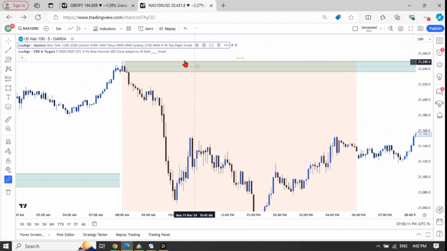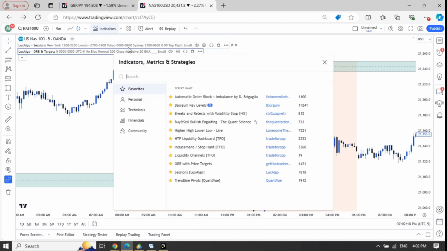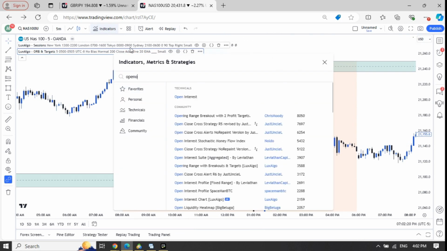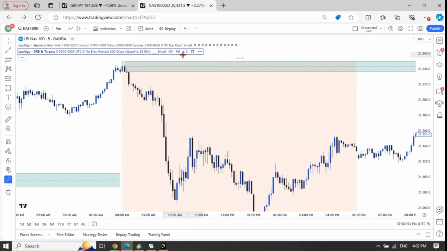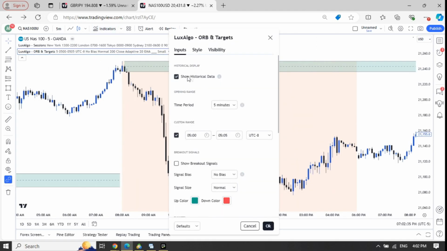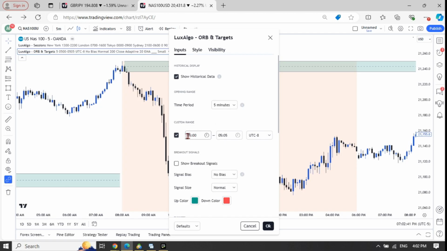And then the next one that I have here is this one. It's by Lux Algo as well. It's called opening range breakout. So let's see here. Opening range breakout by Lux Algo. Yeah, opening range breakout and targets. I'll just open up my settings here so you can see I have the show historical data on. Time period 5 minutes. Boom. And the custom range is just 5 to 505.